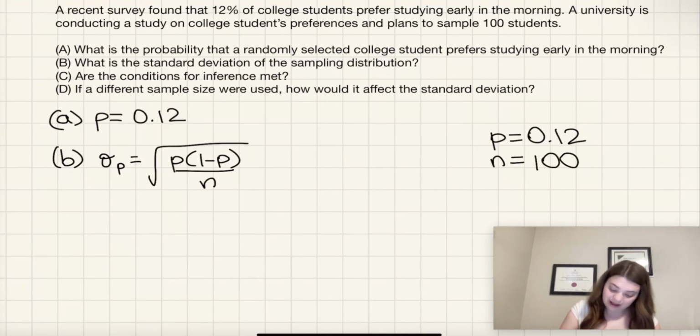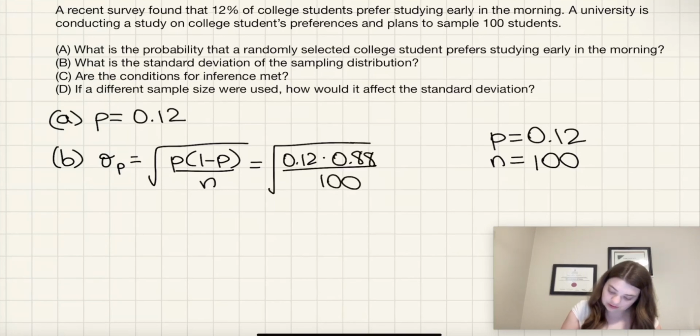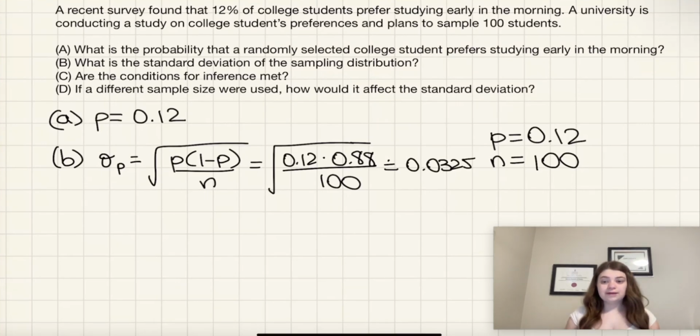Then I'll plug in those values. So we're going to end up with the square root of 0.12 times 0.88 over 100, and that's going to be approximately equal to 0.0325.